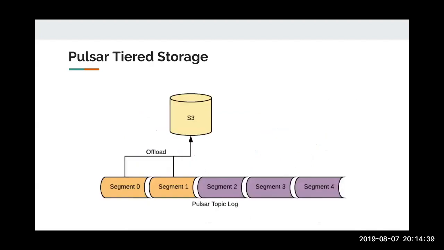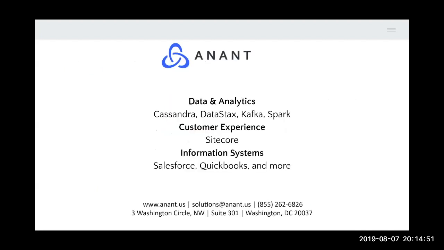And it has tiered storage, where older data can get put into S3. Like Cassandra also has tiered storage. Watch this space. That's the presentation.